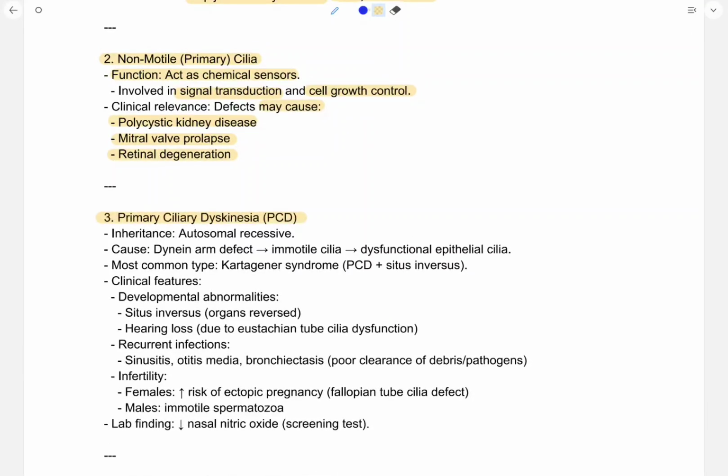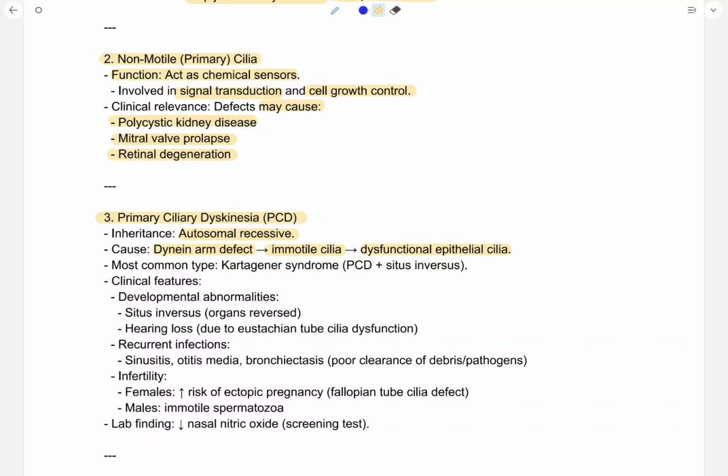Primary ciliary dyskinesia, or PCD. Its inheritance pattern is autosomal recessive and it causes a dynein arm defect. Dynein arm defect leads to immotile cilia and dysfunctional epithelial cilia. The most common type is Kartagener syndrome.